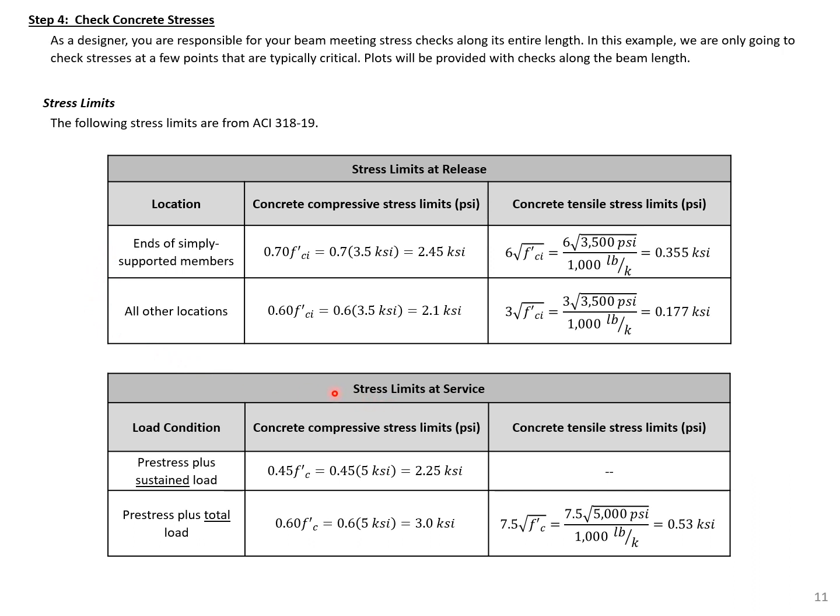The stress limits at service are dependent on whether we're in compression or tension again, and then the type of load that we have. So here, if we're looking at the pre-stress plus sustained loads, our compression limit is 0.45 f'c, compared to if we're looking at pre-stress plus total loads, we have 0.6 times f'c, and a tensile stress limit of 7.5 times the square root of f'c, which will keep our beam an uncracked beam, a Class U beam. So here are our stress limits again.